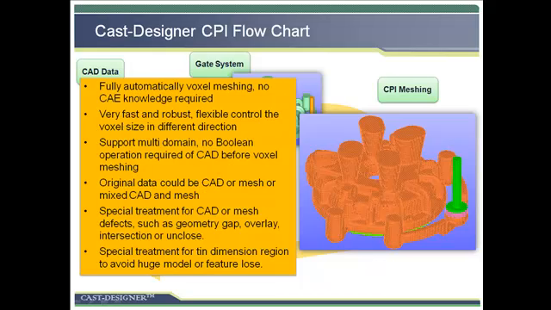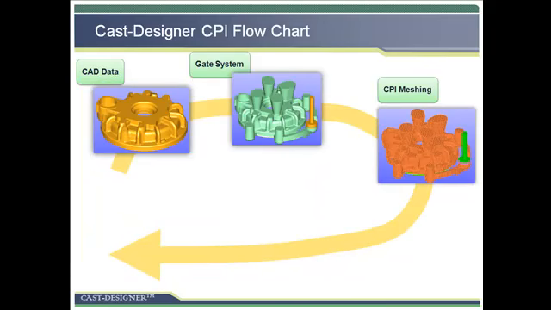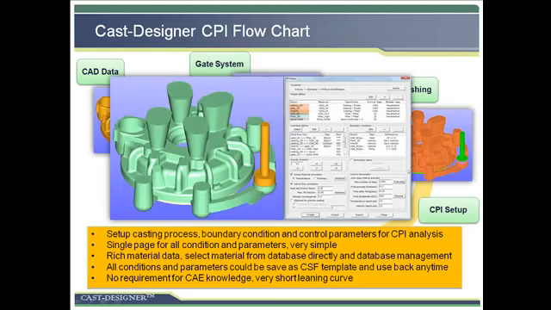There is also special treatment technology for the defects of the CAD model or mesh, such as geometry gap, overlay, intersection or enclosure. The coarse mesh technology in Cast-Designer is also unique in treating thin-thickness regions to avoid a huge model or feature loss, and advanced mesh smoothing technology makes the mesh match the original CAD geometry. It is very useful for complex shapes, like casting parts.